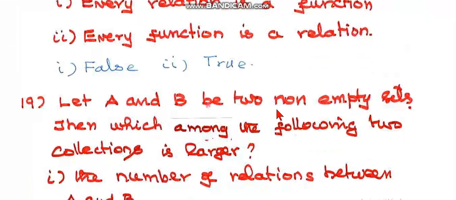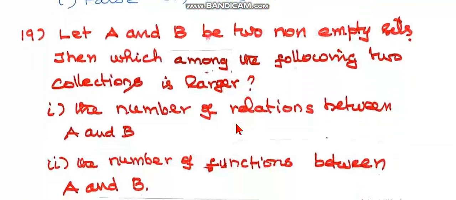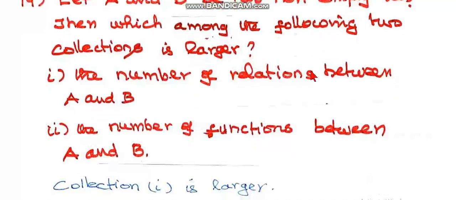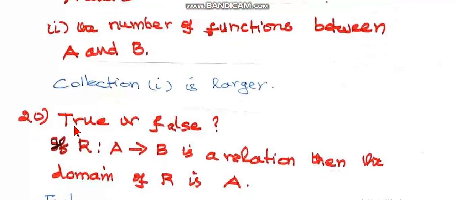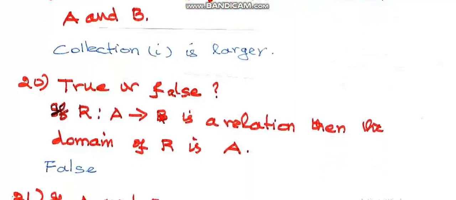Then question number 19. Let A and B be two non-empty sets. Then which among the following two collections is larger? The number of relations between A and B, or the number of functions between A and B. The number of relations between A and B will be larger. The number of functions between A and B will be smaller. Now question number 20. True or false? If R is a relation from A to B, then the domain of R is A. False. The domain of the relation need not be A. It can be a subset of A.